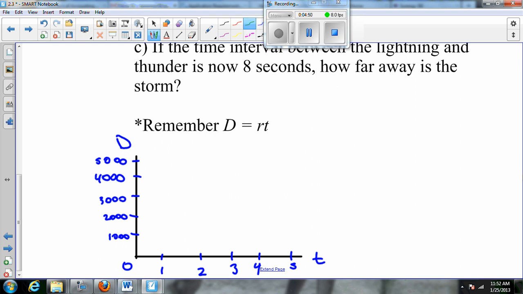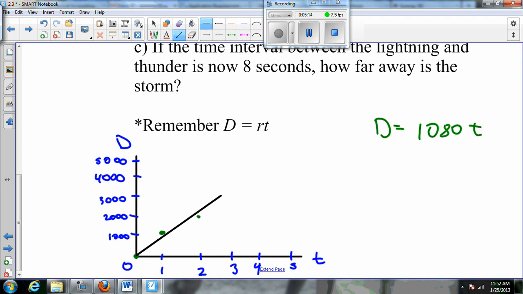Okay, so at time 1 in our equation is d equals 1080 t. If t equals 1, we get out 1080. t equals 2, we'll get out 2,160. And at time 0, we know it's 0. So, because there's no storm. So, we can use those 3 points and model our equation. And it's made by hand, so it's not the perfect graph, but it's pretty close. There we go.